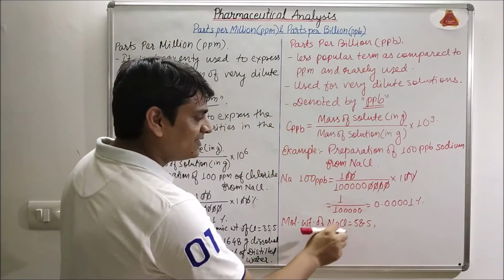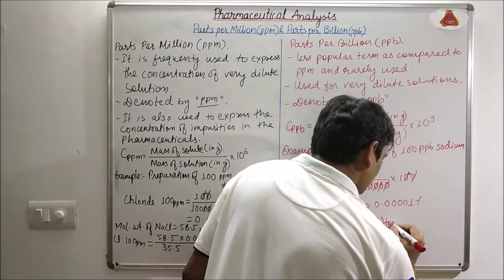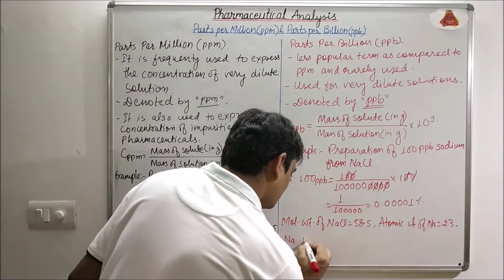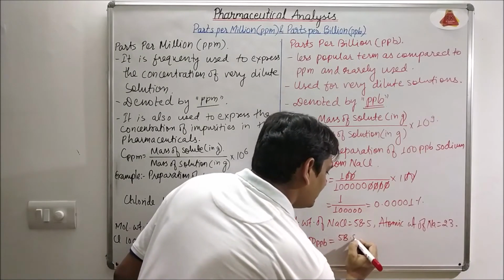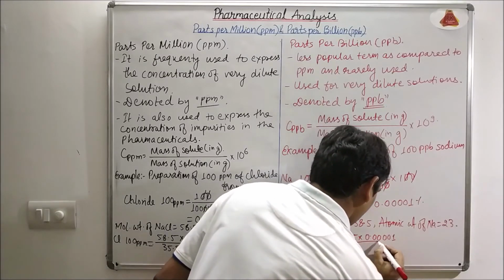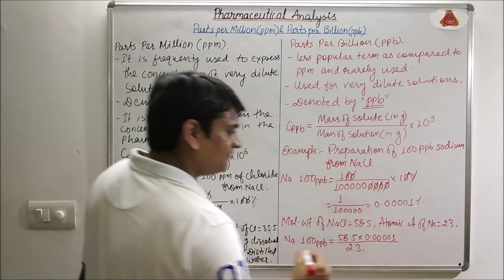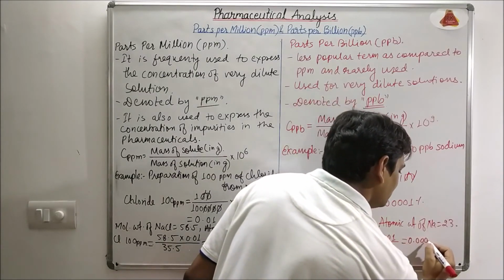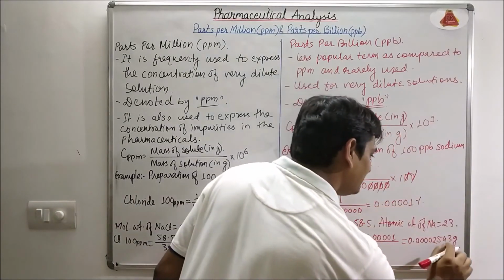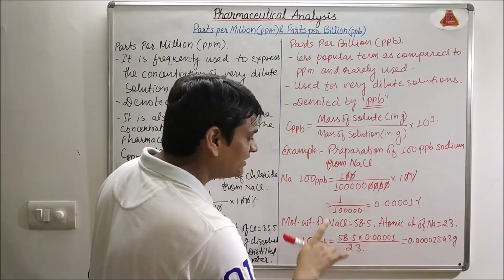Now coming to the final calculation. The molecular weight of NaCl is 58.5 and the atomic weight of Na or sodium is 23. So 100 ppb sodium will be 58.5 into 0.00001 divided by 23. After solving this, we will get 0.0002543 gram, and this 0.0002543 gram will be dissolved in 100 ml of distilled water, then it is 100 parts per billion of sodium.